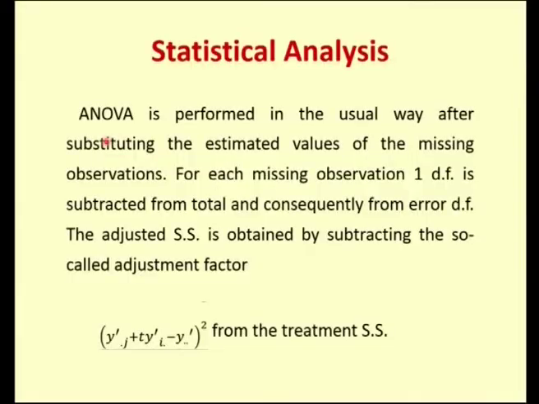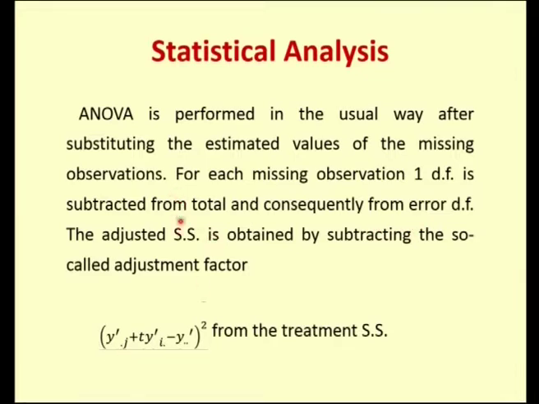And now the statistical analysis for the missing plot. ANOVA is performed in the usual way after substituting the estimated values of the missing observations. For each missing observation, 1 degree of freedom is subtracted. So, that is the only difference. If one observation is missing, we have to subtract 1 degree of freedom from the total and the error as well. If two observations are missing, we have to subtract 2 degrees of freedom from the total and consequently from the error degrees of freedom.